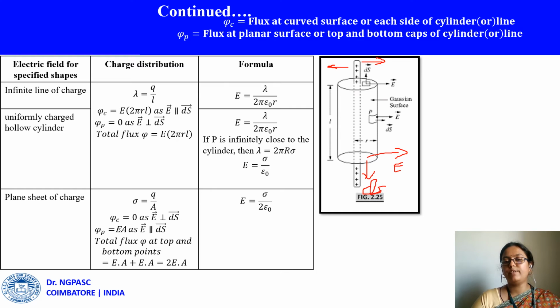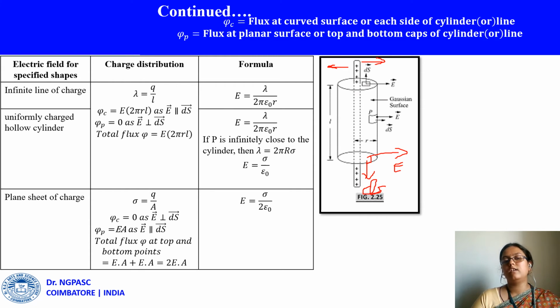So as they are perpendicular to each other, the flux in these two regions, that is top and bottom curves, will be 0. But the electric field and the ds vector are in the same direction in the curved surface, that is on the sides. So only in this region the flux will be acting, and that flux is nothing but E into 2 pi RL.